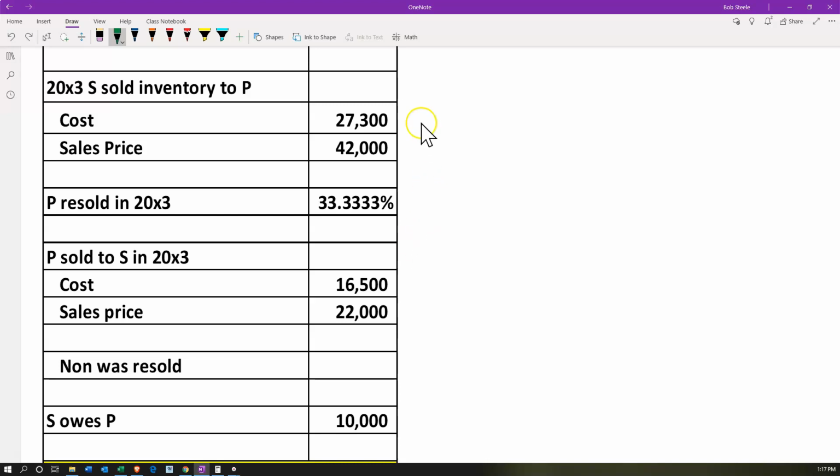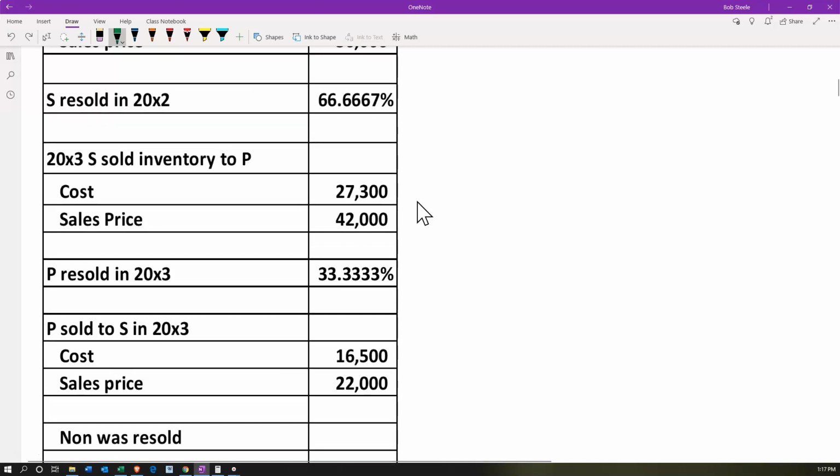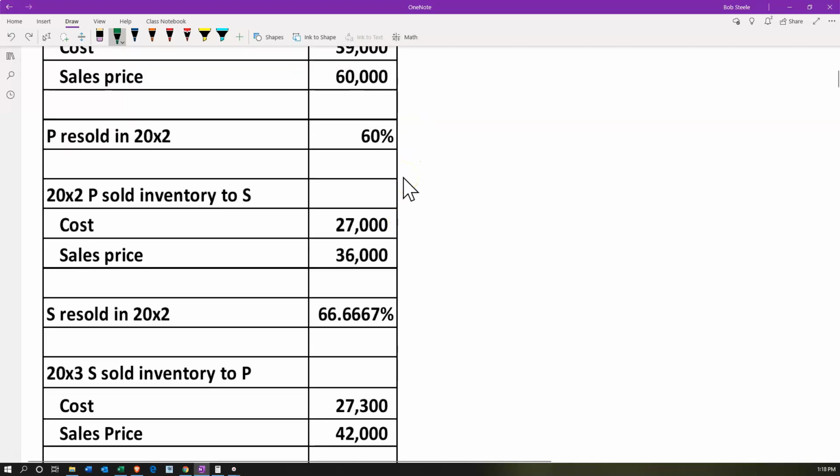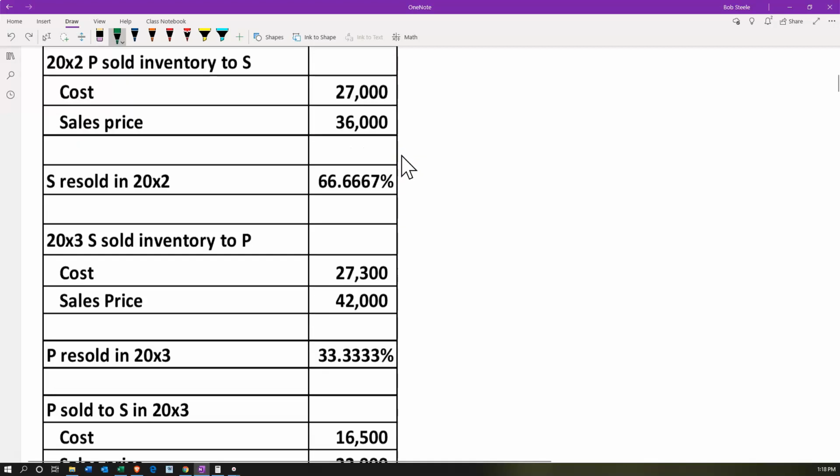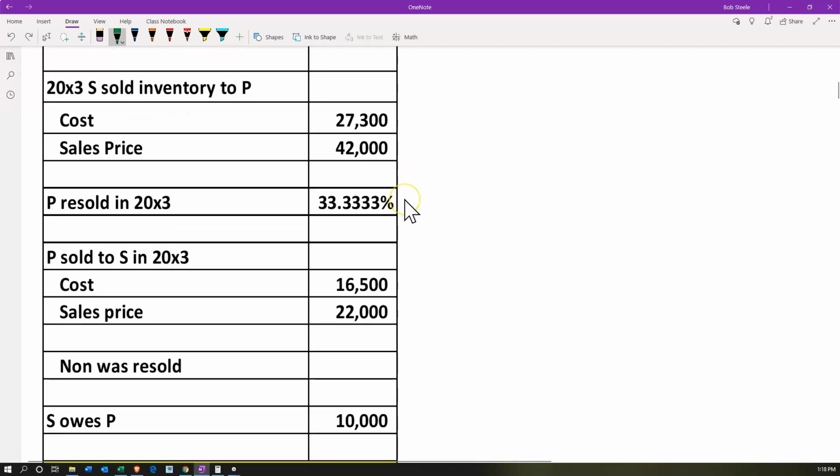In 2000x3, S sold inventory to P, so that means we have an S to P upstream transaction in the current year, x3, that we will be consolidating. And at the end of the year, the current year, P resold in 2000x3. So this is the amount that they resold, not the amount that's remaining in ending inventory. They're giving us the amount that was resold, the 33.33 or 1/3 of it.